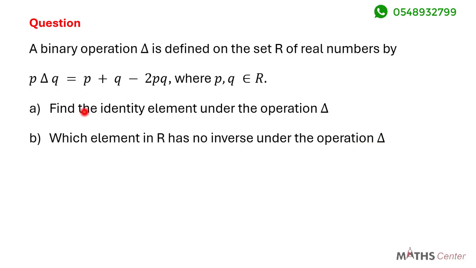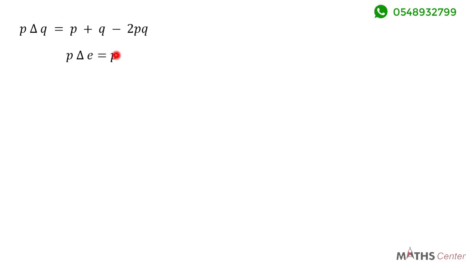So for the first part of the question, we are going to find the identity element. And for the second part, the question is asking us to find the element in R that has no inverse. It means that we have to find the element in R that will make the inverse function undefined. So we will first find the inverse function, then we will find the element that will make the inverse function undefined. Let's begin with the first part, which is the identity element.